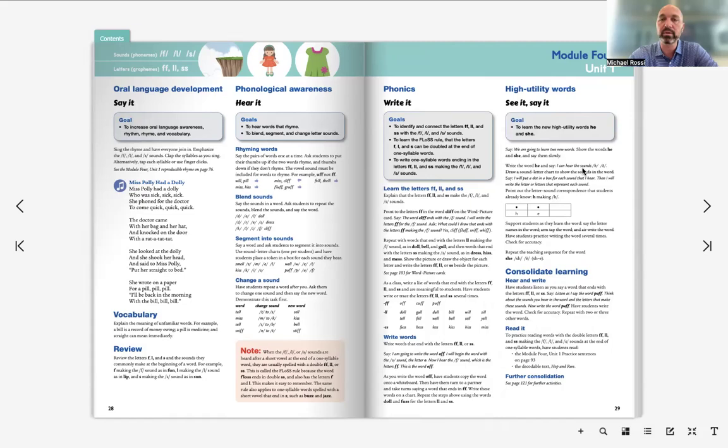And finally, block 4 is high utility words where they're seeing it, saying it. And so these are words that may not follow the pattern in the first 3 blocks, but will help later on, especially when it comes to the decodable text that will correlate to these lessons. And then finally, consolidate learning, typically a game or an activity for the student to play or to do, just to measure progress, a formative assessment there. So that's the first unit in the first module.